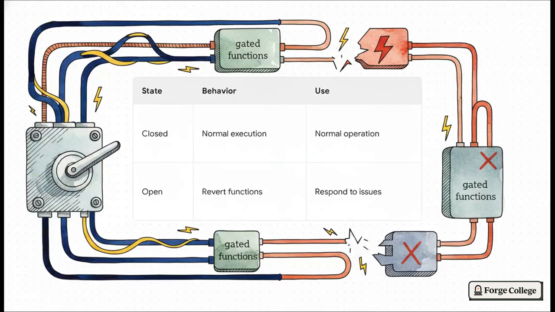Now pay close attention to this next part, because the terminology here actually trips up a lot of developers. We borrow this naming convention straight from electrical engineering. Look at these two states. When the circuit breaker is closed, that actually means it is unpaused. The electrical circuit is connected, the power's flowing, and all your functions work normally.